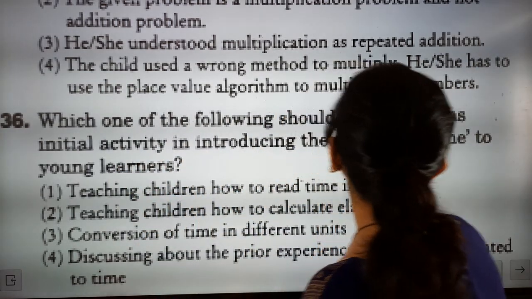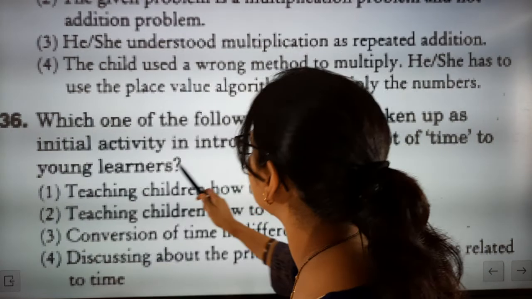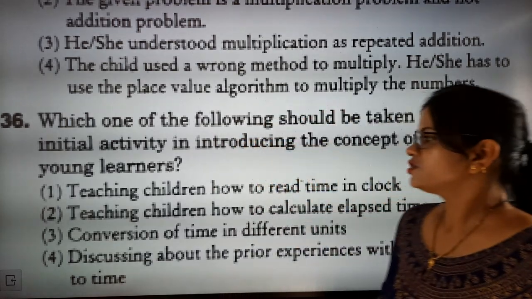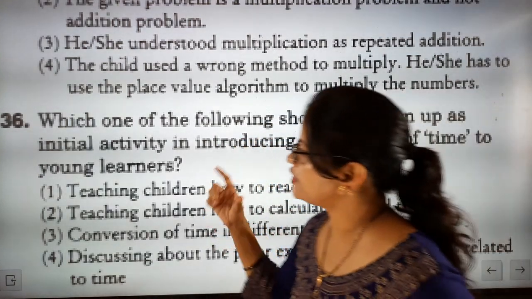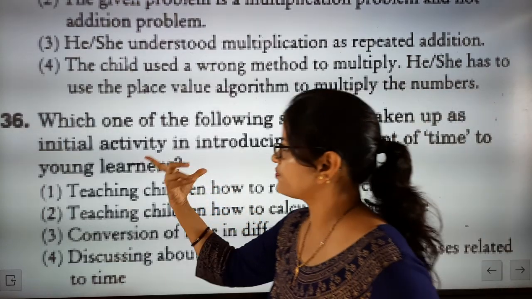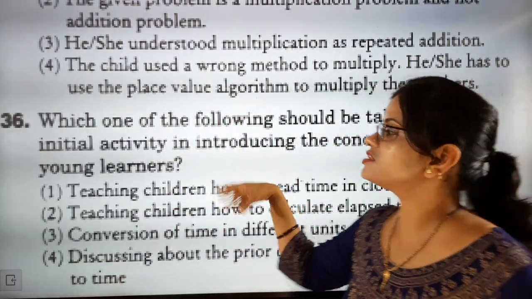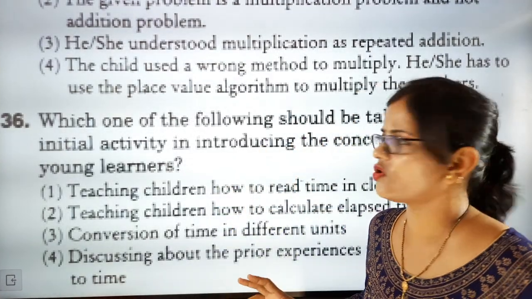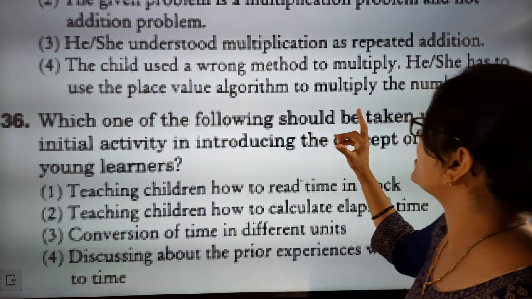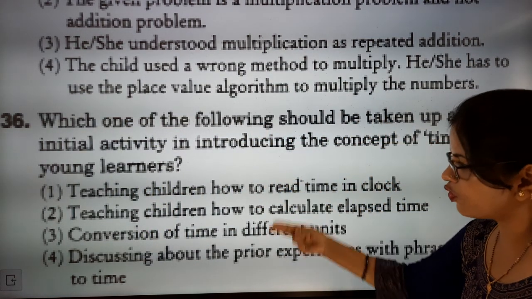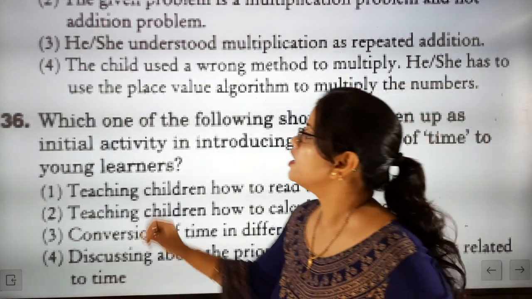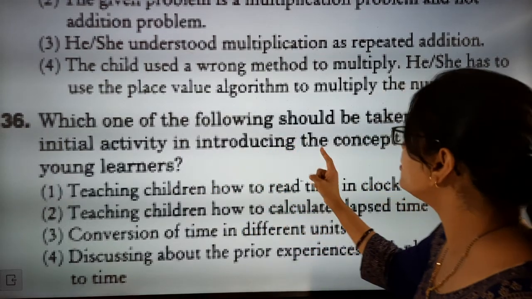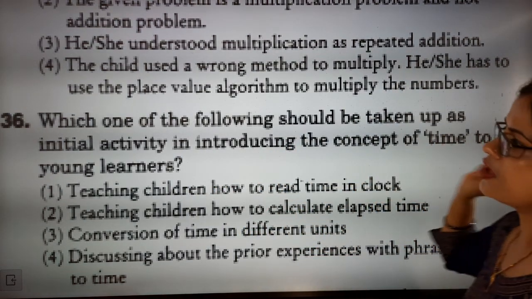Now, which of the following should be taken up as the initial activity in introducing the concept of time to young learners? So which activity is exactly used? Now first I am going to understand what the statement is about. So the moment this question is given in the question paper, first you will be thinking, hey, what concept have they given, what do they exactly want. Now read, which one of the following should be taken? Means out of these 4 options, which one should be taken as the initial activity in introducing the concept of time to young learners.